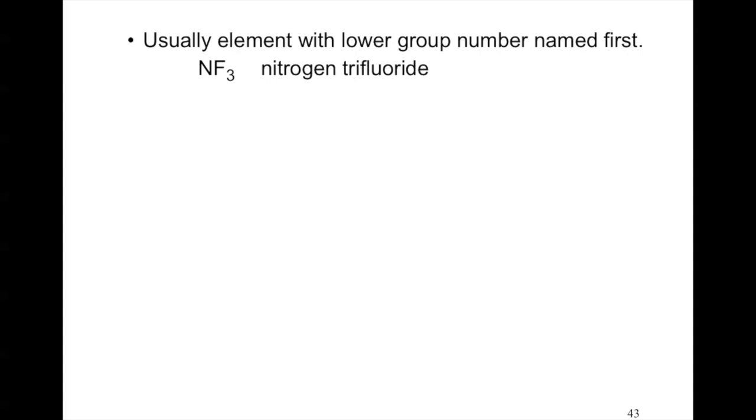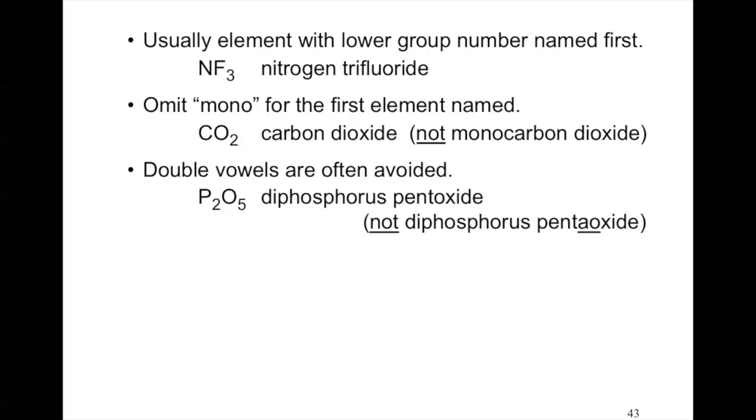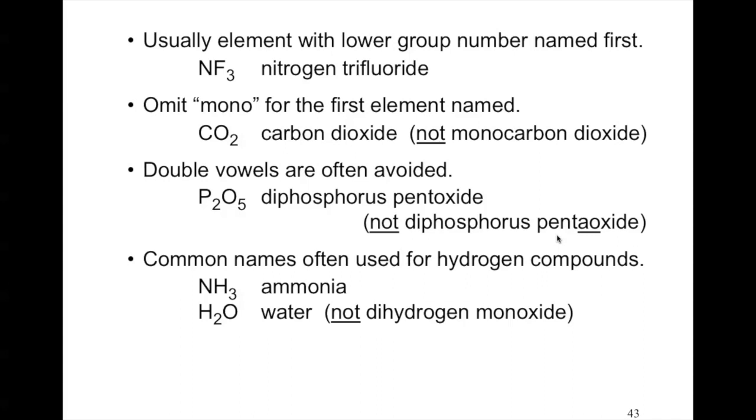All right, so in addition, the order of the elements. Generically, we put the element that's furthest to the left in the periodic table first. So we put N in front of the fluorine in NF3, and we would call this compound nitrogen trifluoride. This we've already mentioned: you omit mono from the first element if there's only one, and we remove the first vowel if we have double vowels. So we would say diphosphorus pentoxide, not diphosphorus pentaoxide.